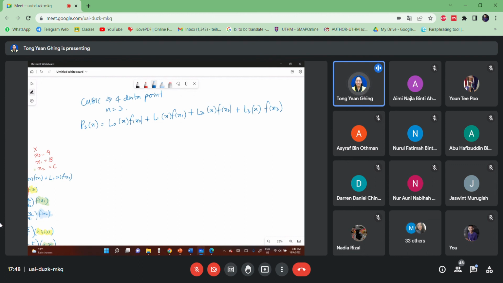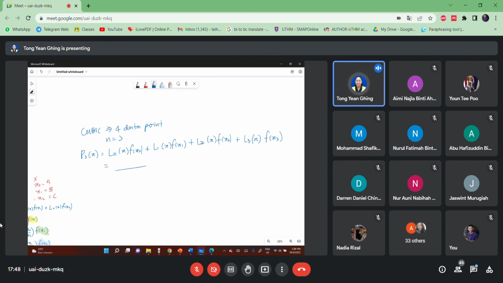Shafiq, are you still here, Shafiq? Can you tell me the L0(x), how does it go? Muhammad Syafiq: I'm not sure, Doctor. Not sure? The weighting function, you thought it starts from not? Here it starts from zero. Below, we remember, now if it is 3, we have 4 data points.